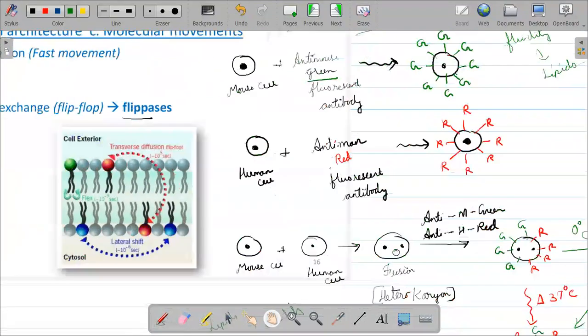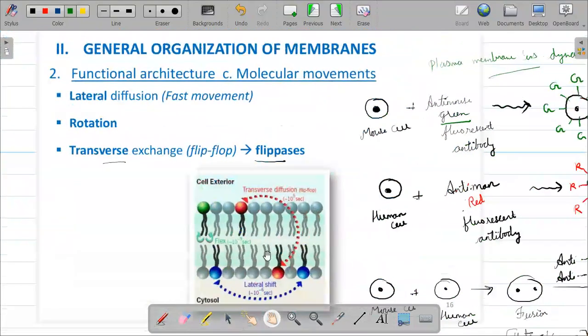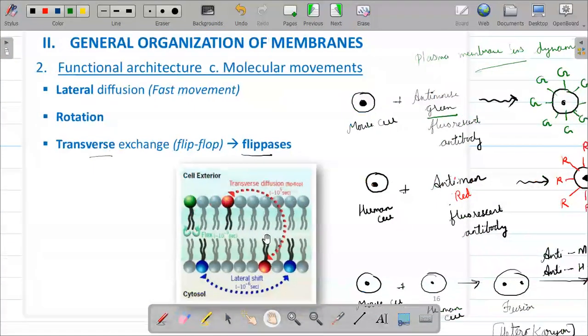Yes, sir. Now you see this. What is this lateral diffusion? These molecules are getting transferred. Can you see here? The red one is getting transferred to the next one, and this one is getting transferred to the next one. This is actually called rotational movement of the lipids.